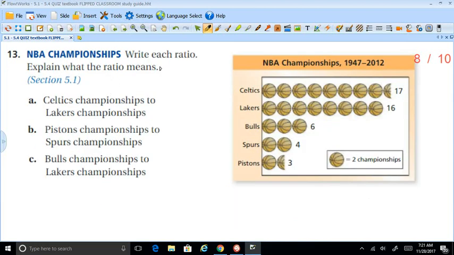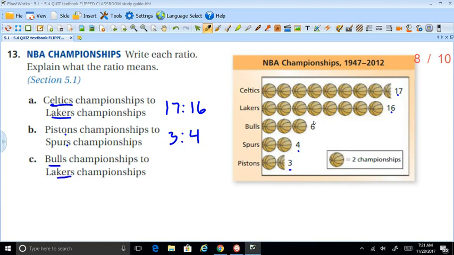Number 13, write each ratio. Explain what the ratio means. So, Celtic championships to Lakers championships. 17 Celtics, 16 for the Lakers. So it's a 17 to 16 ratio. Pistons to Spurs. Pistons, 3. Spurs, 4. Pistons comes first, so the value must come first. 3 to 4 ratio.